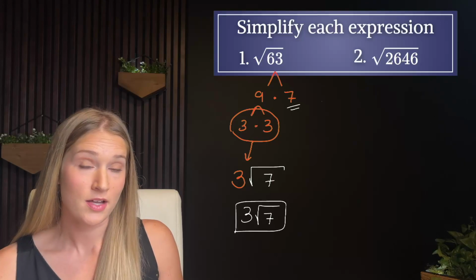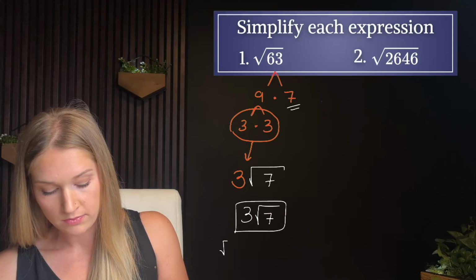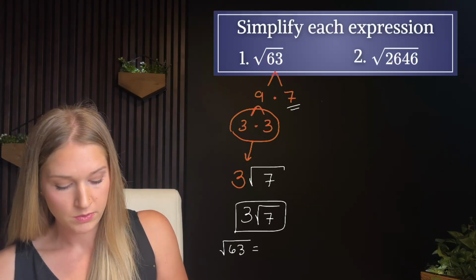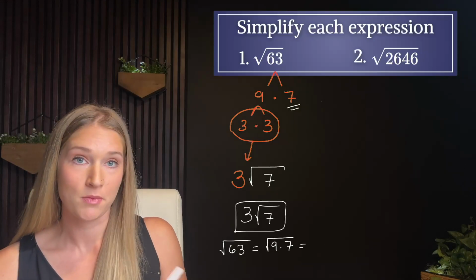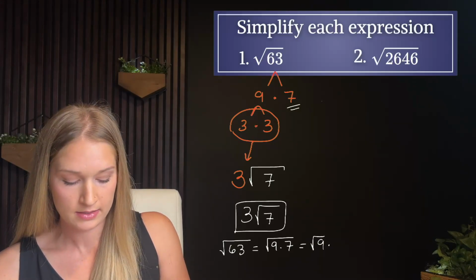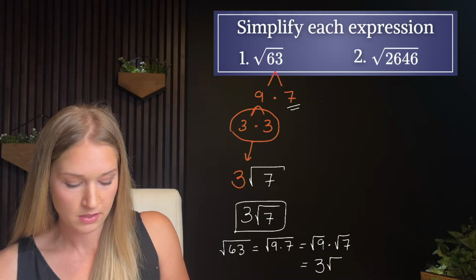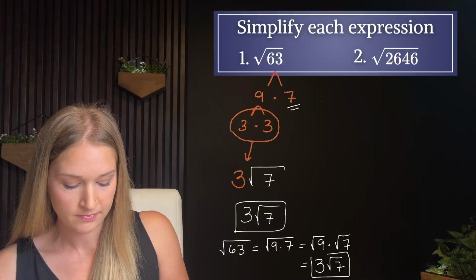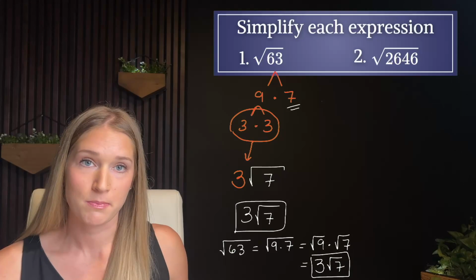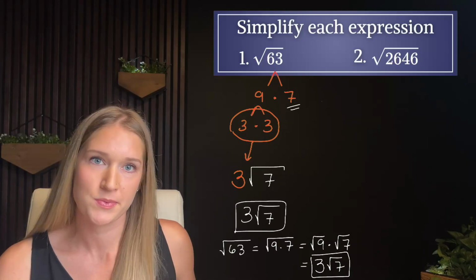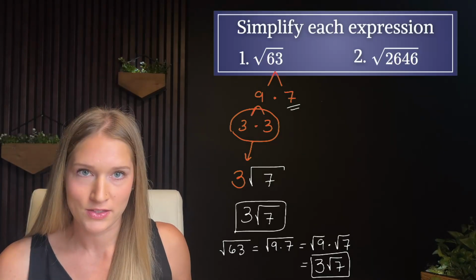Another way that this is taught is to factor out the perfect squares. So you could also say that square root of 63 is equal to the square root of 9 times 7. And then I can break apart my radical into the square root of 9 times the square root of 7. Square root of 9 we know is 3, so that would just be 3 times the square root of 7. The reason I'm not so fond of this method is that as you start dealing with larger numbers, it gets harder to identify the perfect squares within each of those numbers. But if you're comfortable with your perfect squares, this is a great method to use.